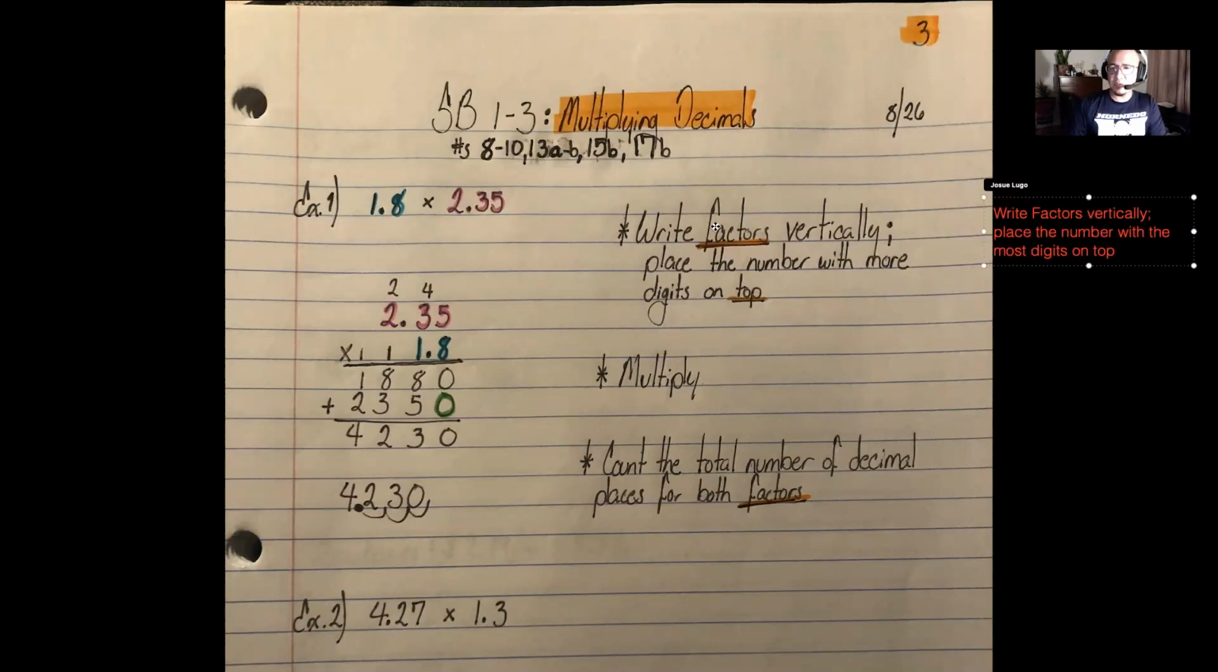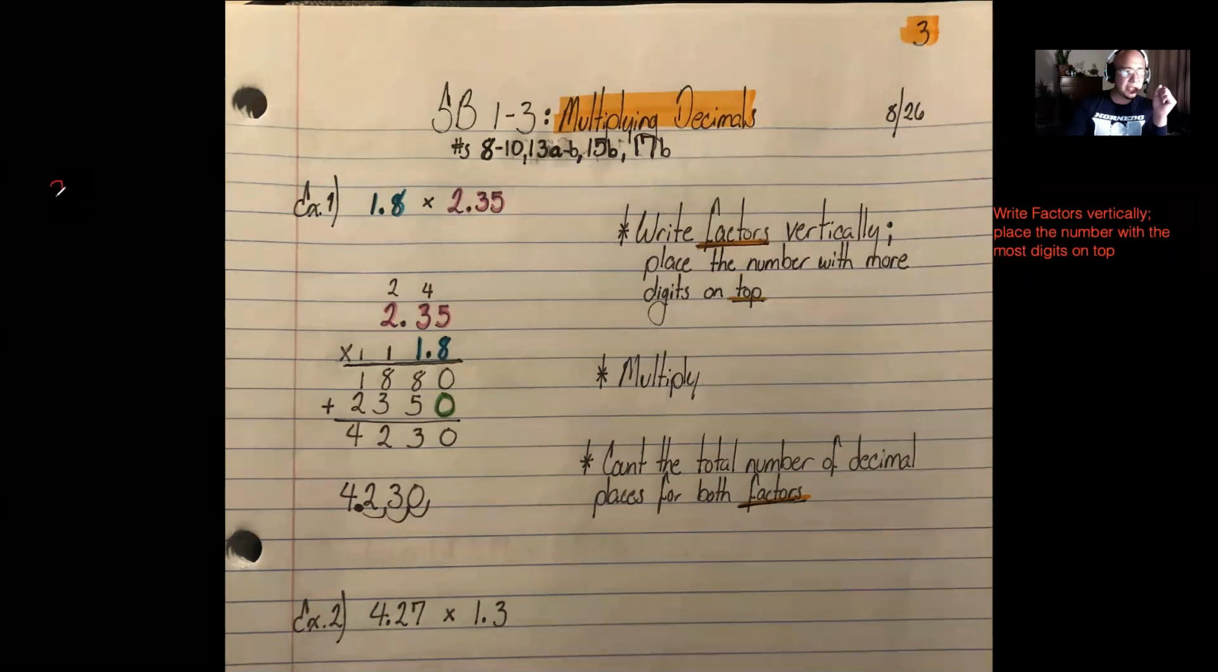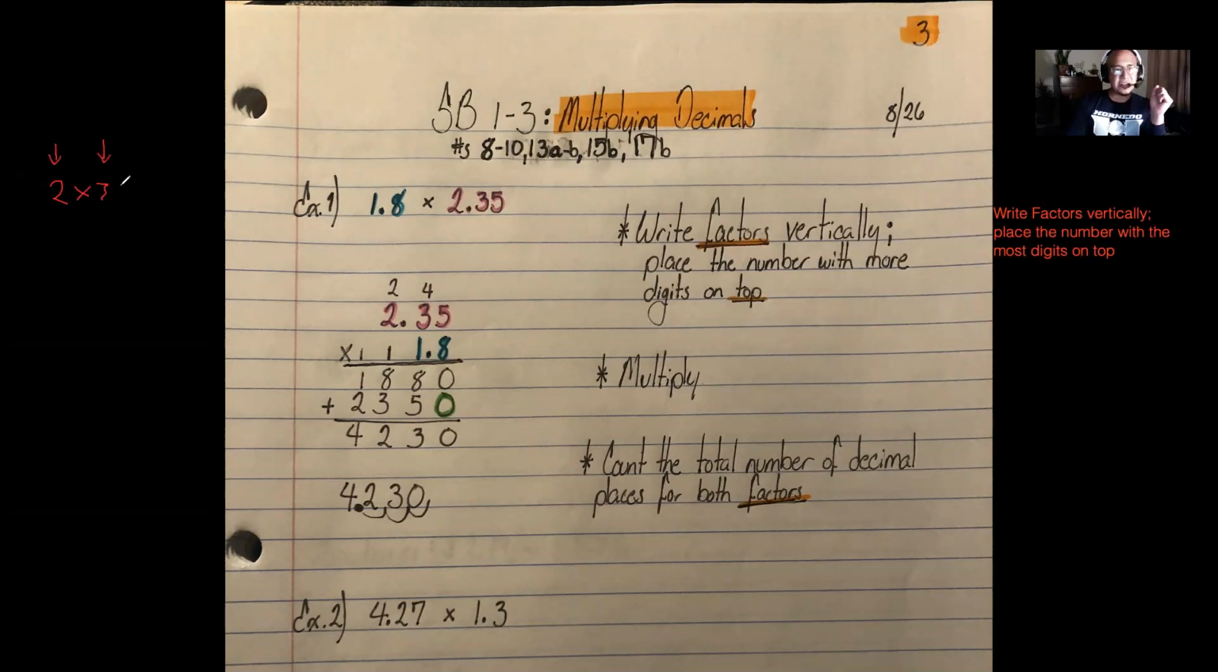Firstly, let's examine this word factors. Remember that when we're multiplying, ladies and gentlemen, the numbers that we're multiplying are known as factors. So for example, if I was multiplying 2 times 3, both 2 and 3 would be considered factors. The answer is called a product. And that's something that we saw already. So the answer is the product. These are known as factors. Okay, so factors are the things you're multiplying. A product is the answer. So anytime I say factors, I'm talking about the numbers that we are multiplying together.